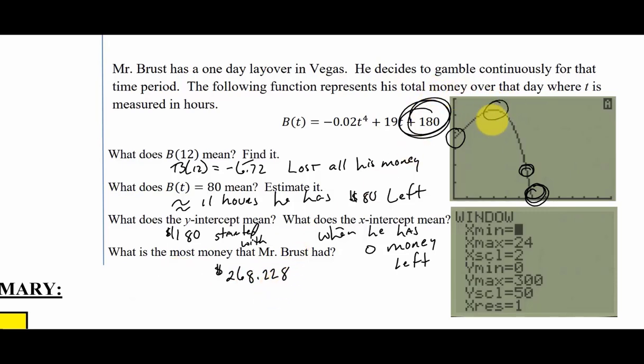When does he have the most money? He has the most money up here, and you could trace that. It's estimated at $268.22. I just put 0.228. That's fine. If you wanted to put 0.23, that would be acceptable.